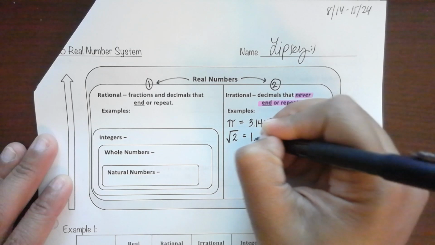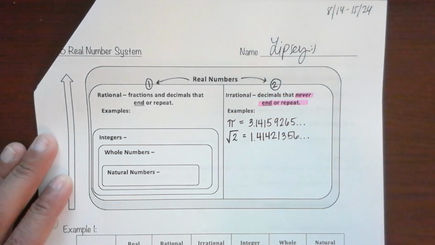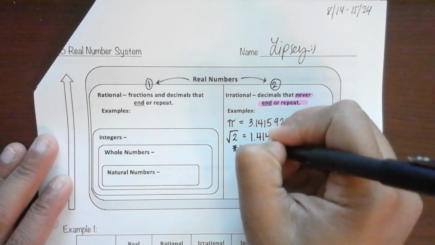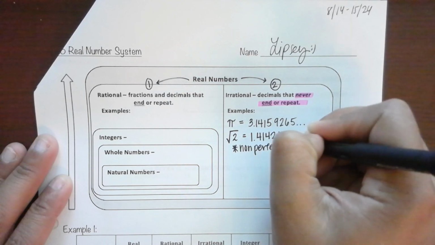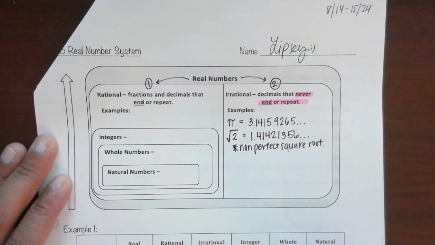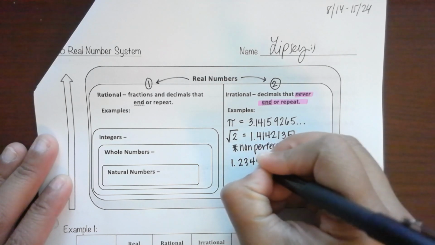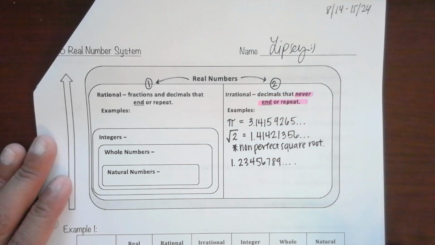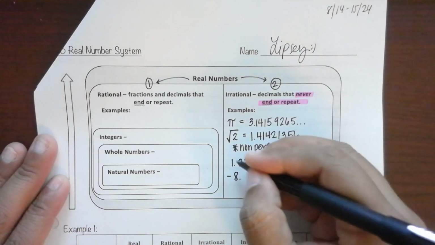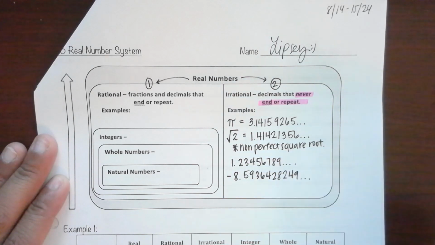Another common one is the square root of 2. That is written as 1.41421356, and it goes on forever. We call this a non-perfect square. Other ones are things similar to that of just decimals of 0.1, 2, 3, 4, 5, 6, 7, 8, 9 onward. And they can also be negative. So an example I'll give is negative 8.5936428249, and that also goes on forever.